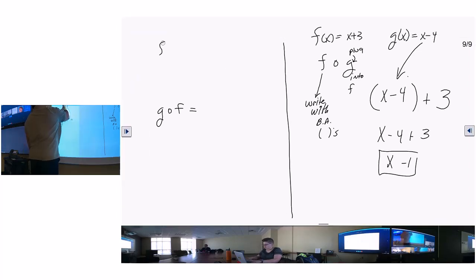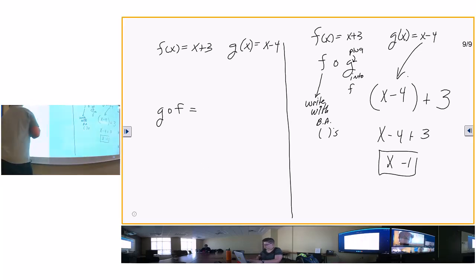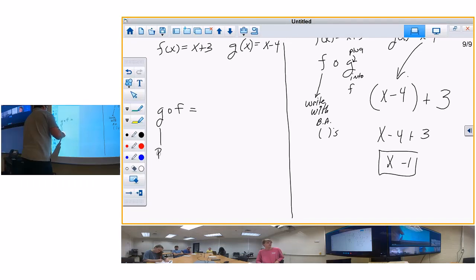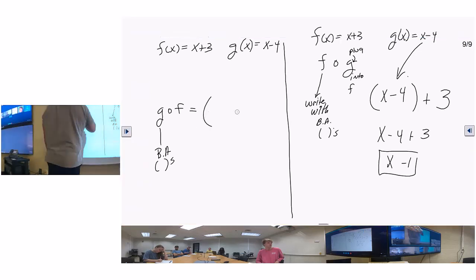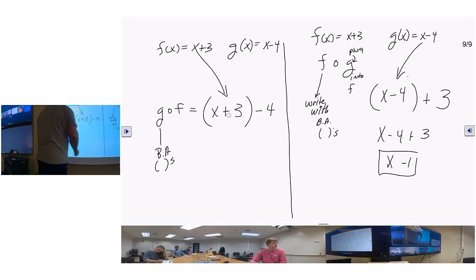F of X is equal to X plus 3. G of X is equal to X minus 4. So I'm going to rewrite G with big parentheses. So that means parentheses, minus 4. And what am I going to plug in? Plug in F. And that's going to give us X minus 1.